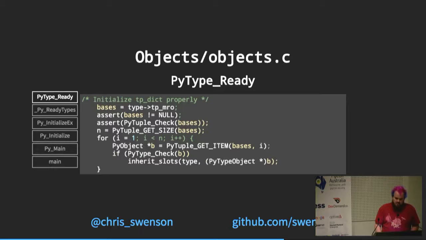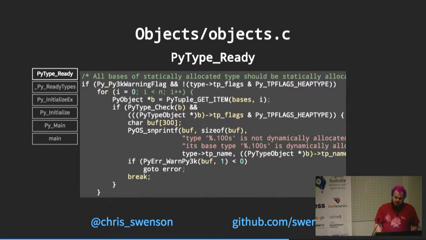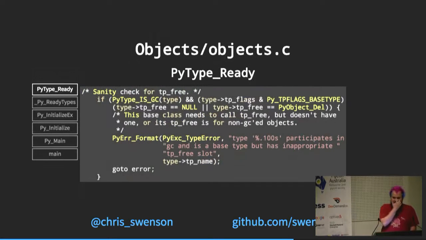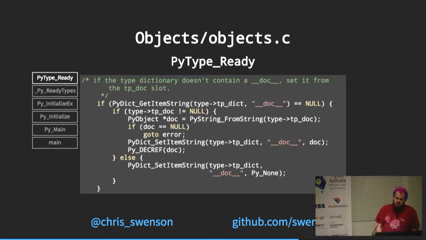Let's see here. Some Python 3K warning stuff here. All bases of statically allocated types should be statically allocated. Yeah, no idea what that means. Whatever, that sounds important. I'm glad they're doing it. If I had to guess, I'm not going to guess. That sounds like a bad idea. No idea. Sanity check for, so this is just some error checking to make sure that you're getting things sane. It does check whenever you're writing a type. It looks for the doc string, and if it is there, then it goes ahead and assigns it correctly.